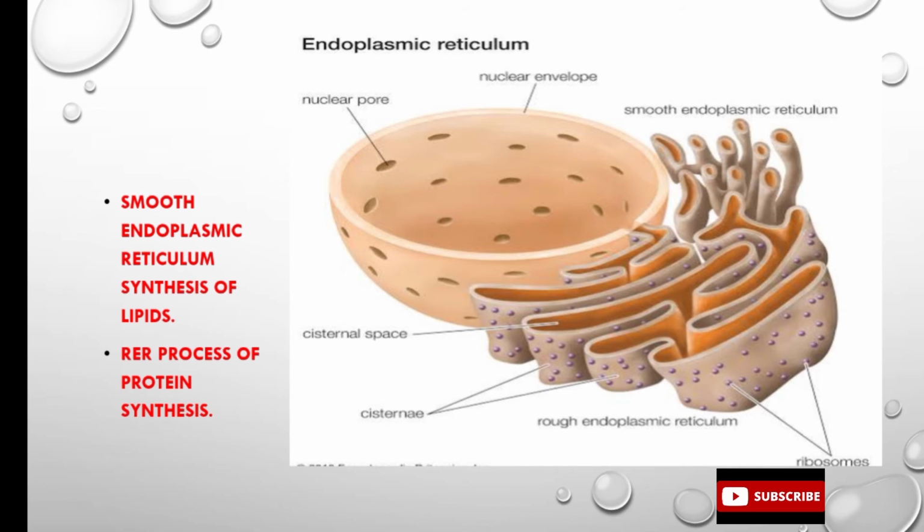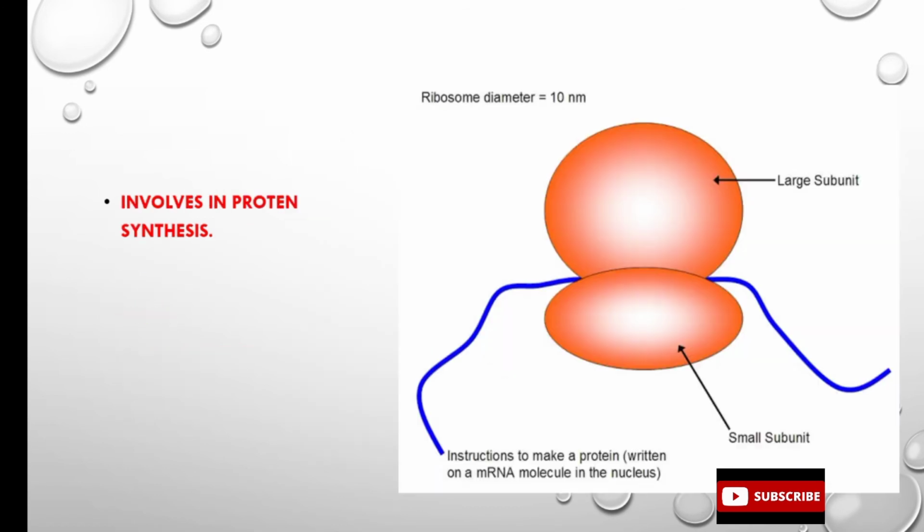Endoplasmic reticulum used to do what? Two functions: synthesis of protein and synthesis of lipids. So whenever you see the rough part, this means this is rough endoplasmic reticulum, and it used to synthesize what? Proteins. Okay, and the smooth endoplasmic reticulum, these parts used to synthesize what? Lipids in the body. Then there is ribosomes.